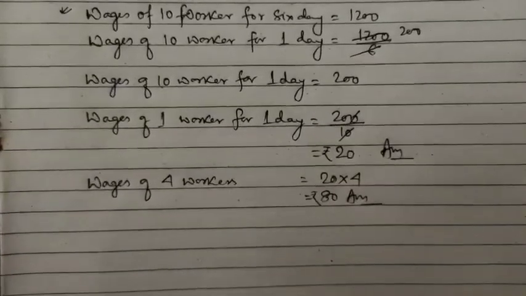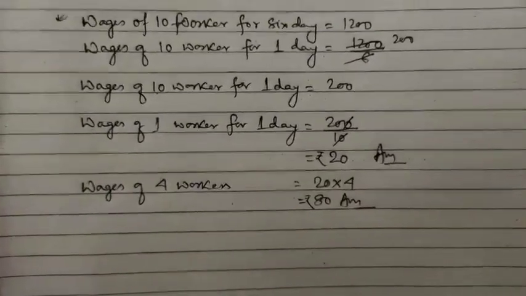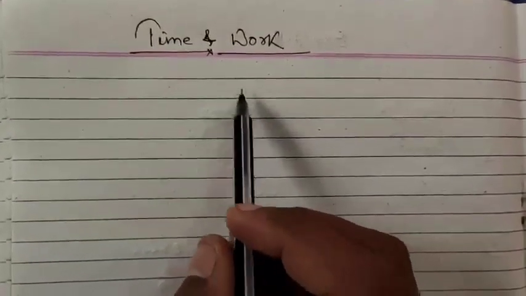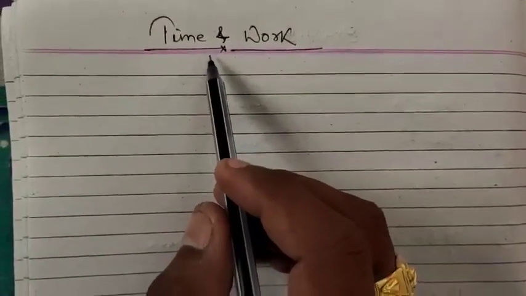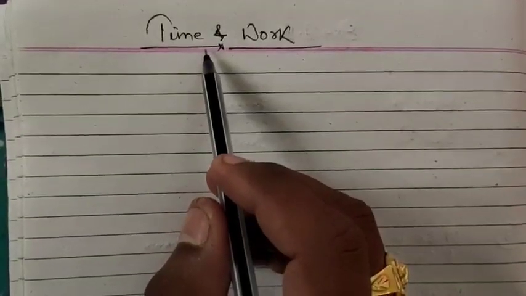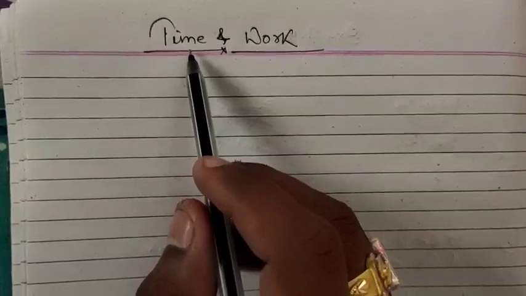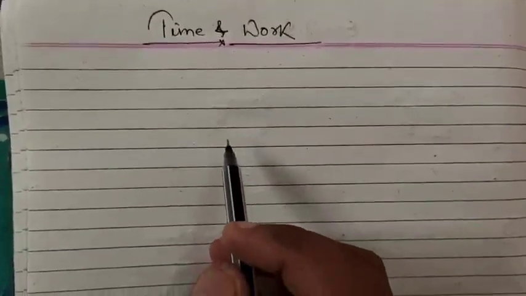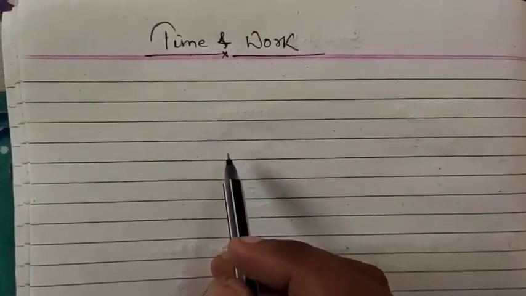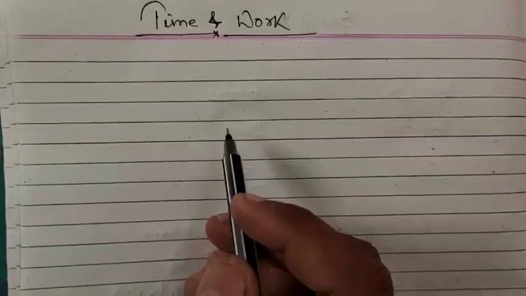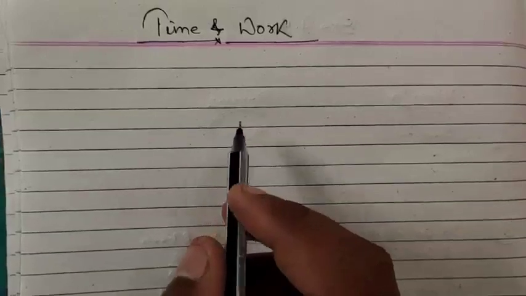Now we will start the new concept, that is time and work. Now we are going to start a new concept by which we will be able to solve exercise 7C. Now the topic is time and work. It means in how much time, how many men can do how much work. Let us make it clear by one example.